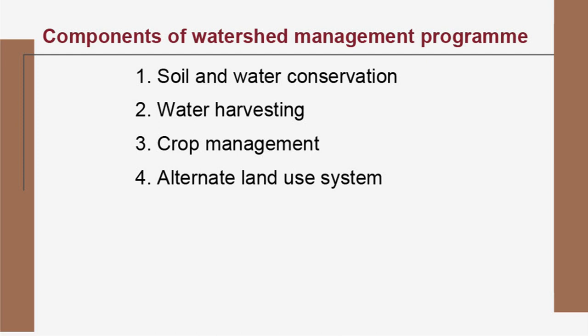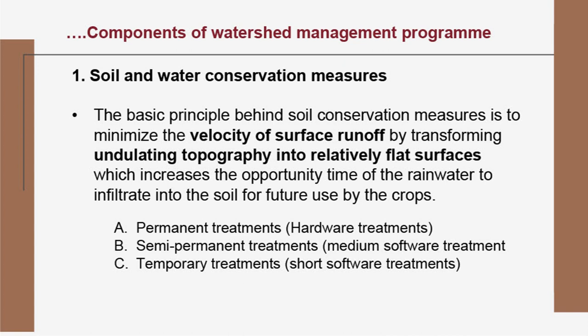Now, components of watershed management programs: soil and water conservation, water harvesting, crop management, and alternative land use. So these are the four important measures that can be adopted for the development of watershed management. Soil and water conservation is possible. The basic principle behind soil conservation measures is to minimize the velocity of surface runoff, the speed of runoff, so that erosion is less. And it is possible in three ways: permanent treatments, that is hardware treatment, means making some structures; semi-permanent treatment, medium software treatment; and temporary treatment, means short software treatments.